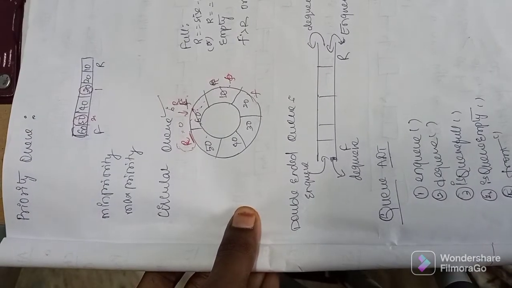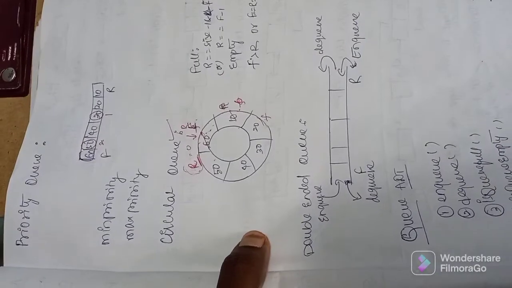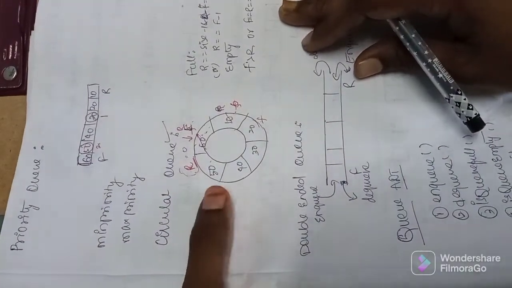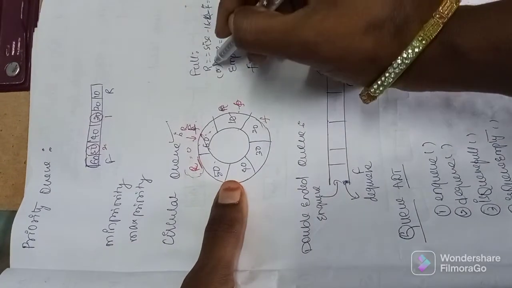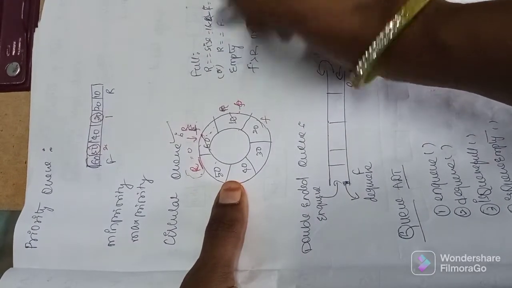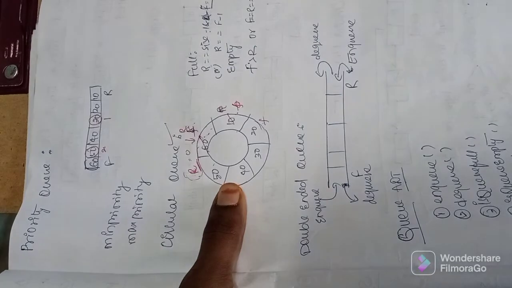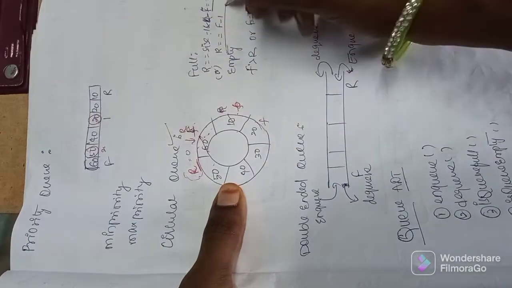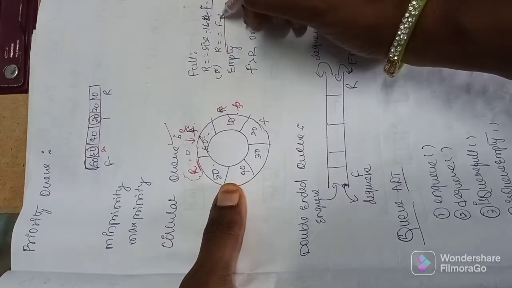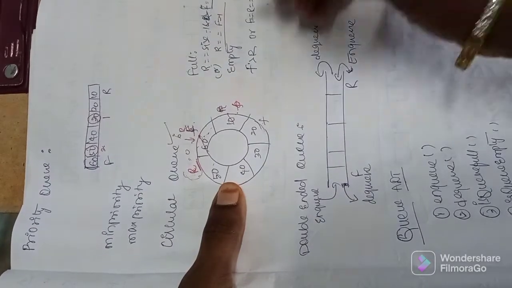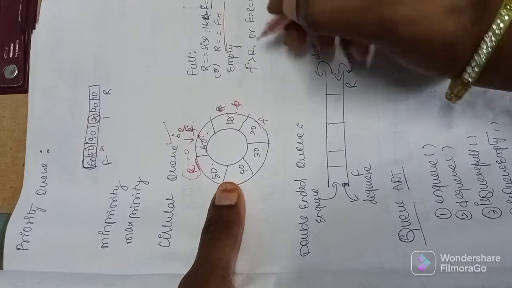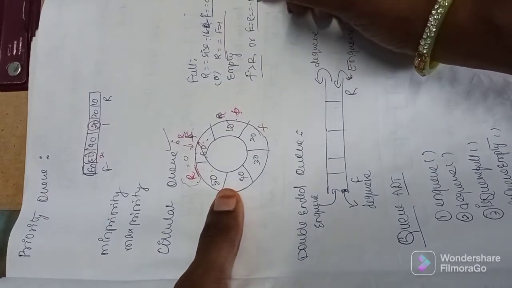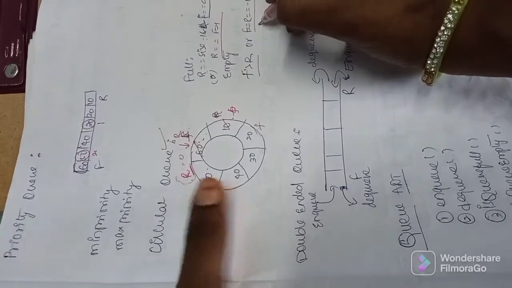Next, queue full and queue empty conditions are there for the circular queue also. For queue full, the condition is rear is size minus 1 and F is 0, or F and R are at -1. That we call the full condition, and the empty condition is F and R are -1. So this is the empty condition.